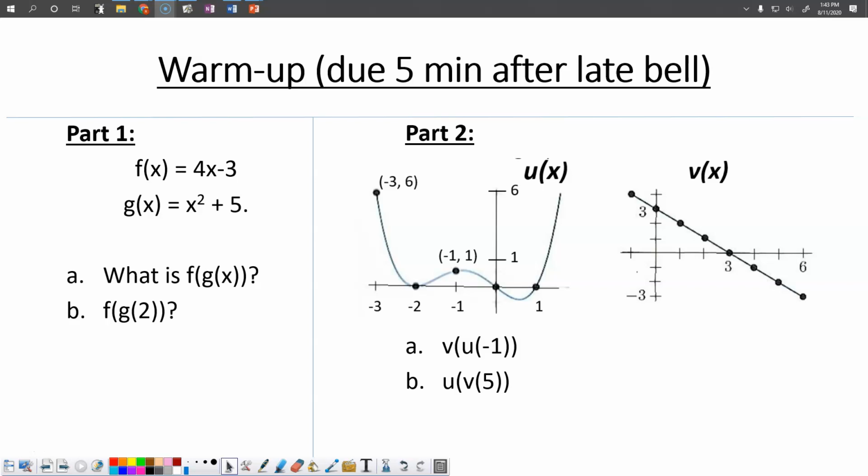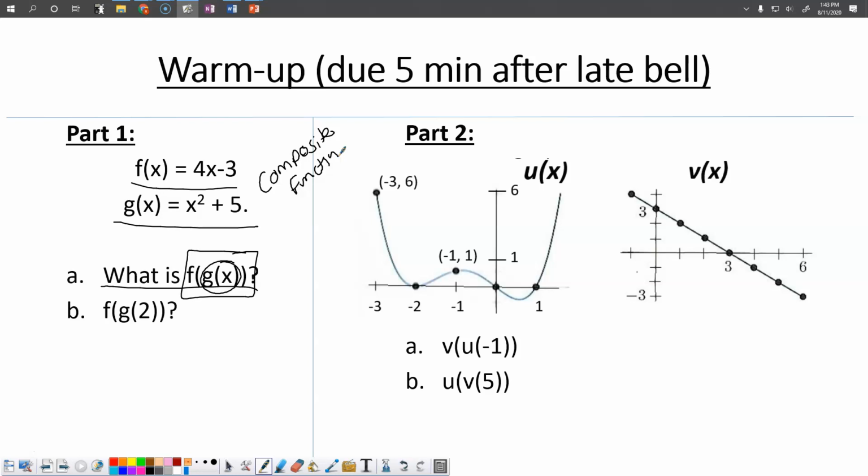Okay, so first of all, in Part 1 I've given you two functions. And I'm asking in Part A about this weird looking symbol. What this means is we're taking the g function, g of x, and plugging it into the f function. And that's called a composite function. So once again, this is review, but it's been a while since you've seen this, so don't feel bad if you didn't get this stuff right.